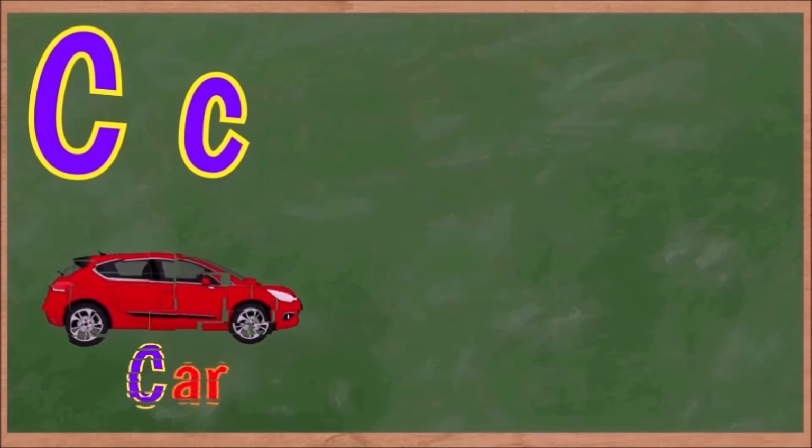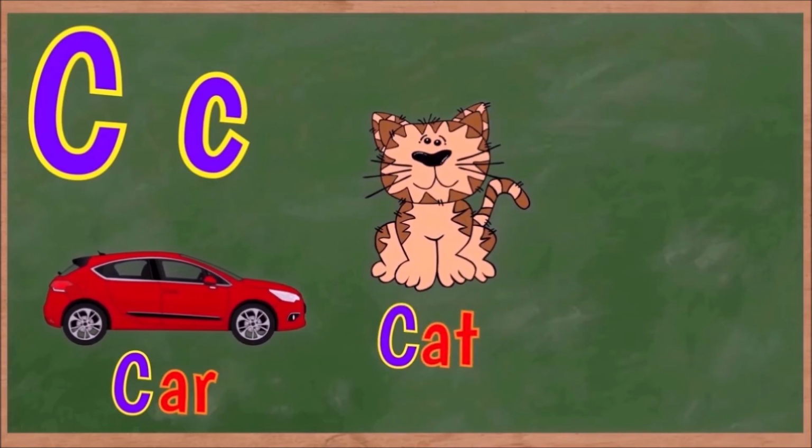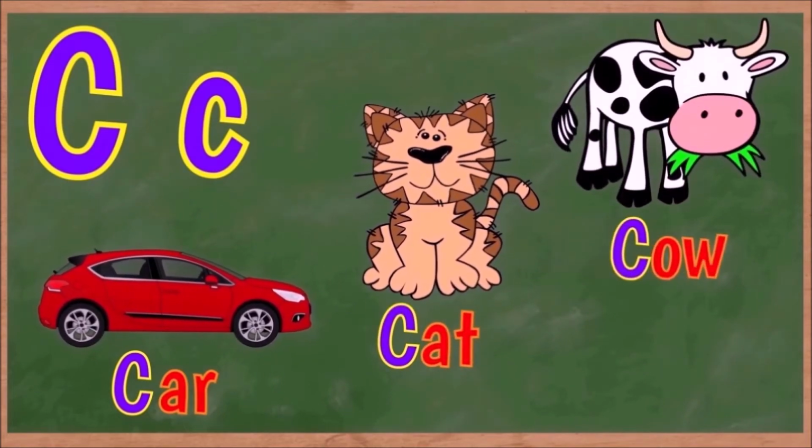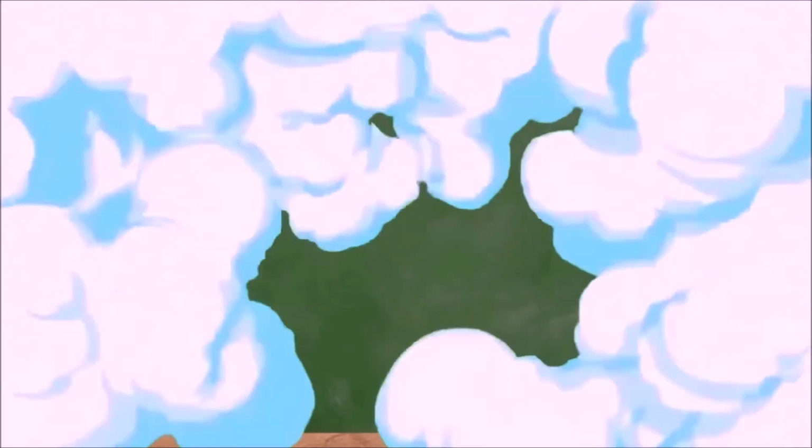The next letter is C. The C makes a K sound. Now you try. K. All right, I got it. Did you? C for car. Cat. Cow. On to the next letter.